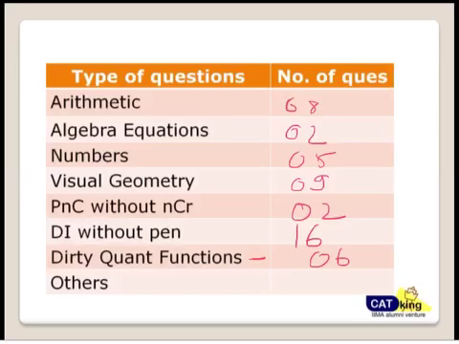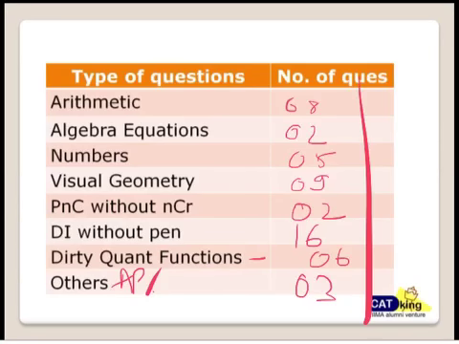And what is left? APGP series. APGP series has come up big time in this, and there were around 3 questions from APGP as well. So this was a broad breakup of this. So arithmetic, if you have still left for your CAT exam, arithmetic, geometry, DI and dirty quant. These are the 4 areas which are the most important areas, followed by numbers.